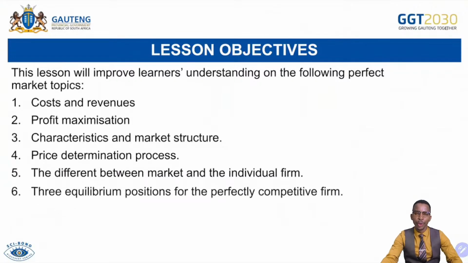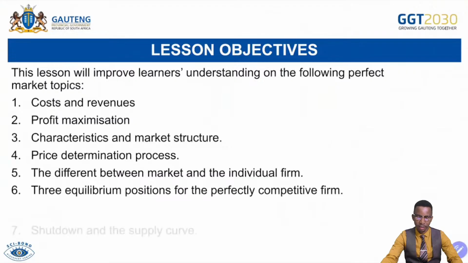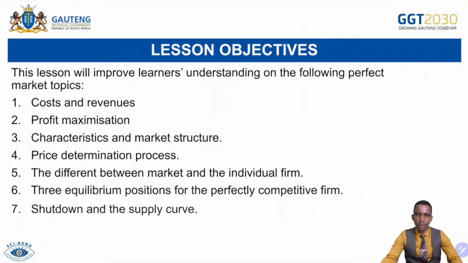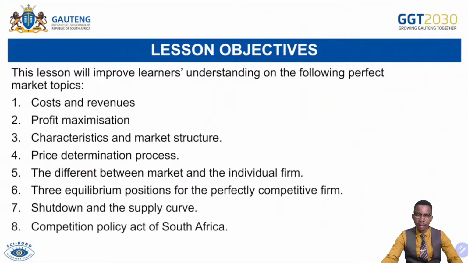Then this lesson will also give you the ability to discuss in detail 3 equilibrium positions for the firm under the perfect market. The lesson will also equip you on being able to draw or illustrate and explain the shutdown point as well as the formation of the supply curve under the perfect market. At last, the lesson will also help you to understand the South African Competition Policy Act with its 3 competition bodies, how it is being used and what the main objectives of the South African Competition Policy Act are. After that, we will be having an assessment.